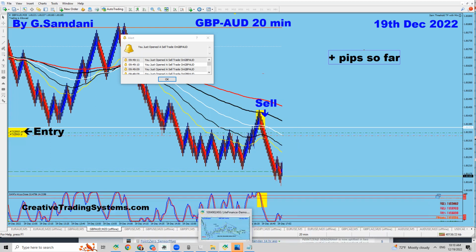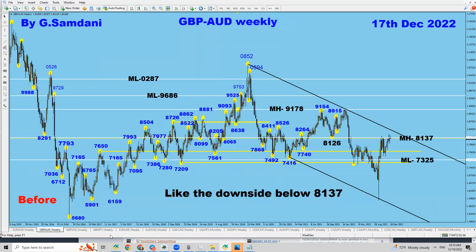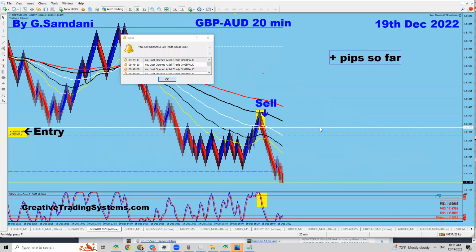No, I don't have it. So let me just show you here. Pound Aussie. Oh, this is the pound. So the Pound Aussie weekly chart, I made it on the 17th and sent it out to everyone. And I said that I like the downside below 81.37. This is 81.37, and if it drops below that, yeah, I'll take it. So that's what really happened. 81.37 is right there. Let me just write it down.